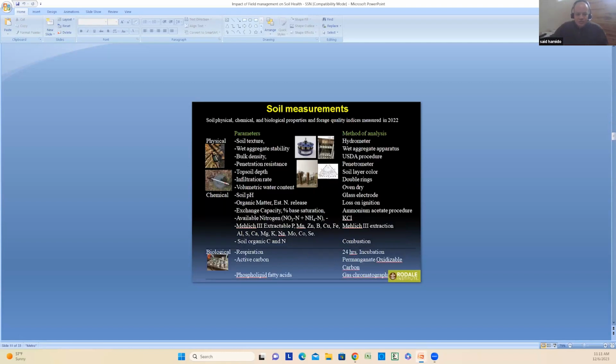Almost all analysis we have done in the lab and in the field. Some of these analyses we have done in the field, like soil penetration or infiltration. In addition, we do two parts of biological analysis here, respiration and active carbon. We have results for this in this presentation, but we'll not talk about the phospholipid fatty acid because it by itself needs much more time to talk about the microbial diversity. But if anybody needs any information about this, you can just send me an email. I'll reply back.